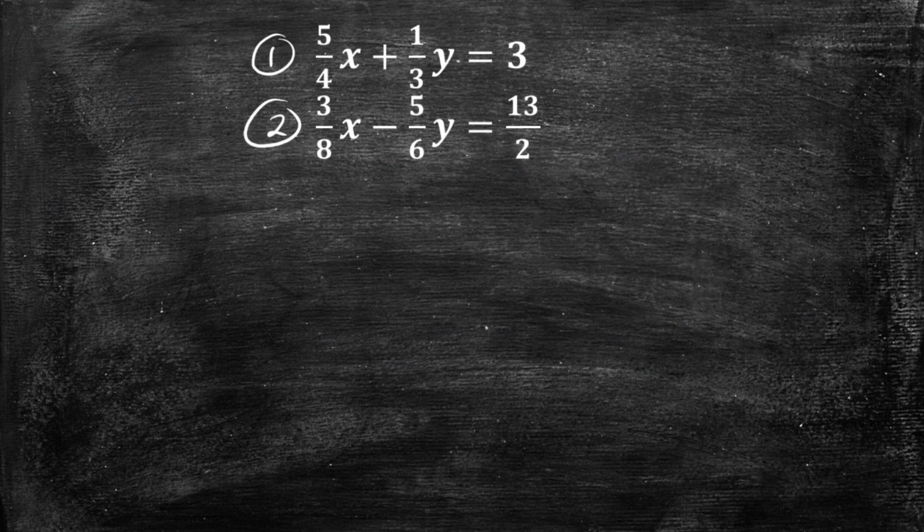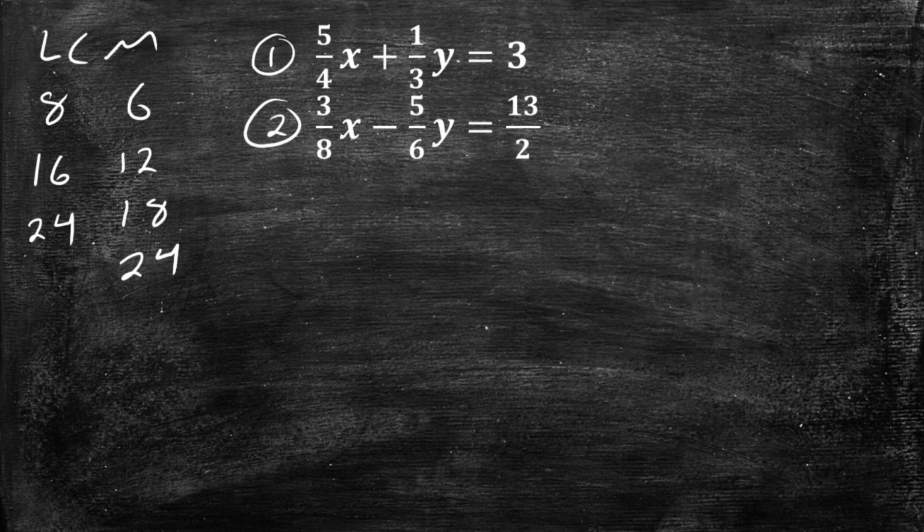Okay, so we're looking at equation number 2, and it's going to be the same concept here. We want to find the LCM between the two denominators here, which in this case are 8 and 6. And then let's go ahead with the multiples of 8. So we got 8, 16, and 24. And for 6, we got 6, 12, 18, and 24. So here we see that we have 24 in common. So we're going to multiply 24 to the entire equation 2 here.